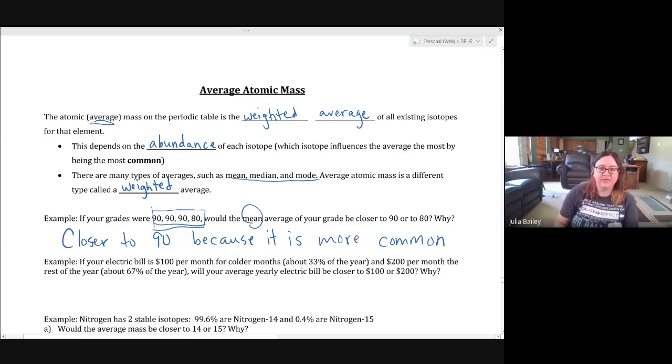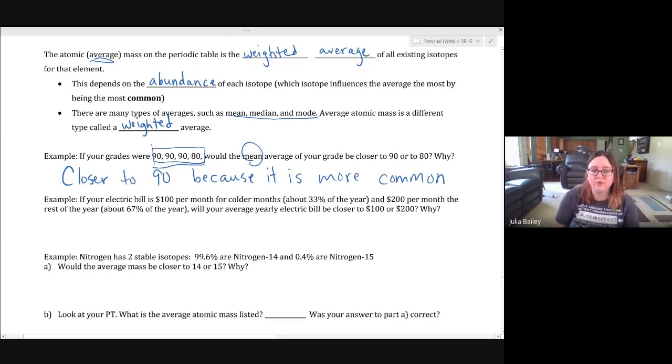As another example, if your electric bill is $100 a month during the colder months, so like 33% of the year, and it's $200 a month during the rest of the year, the other 67%, because you're running your air conditioner, will your average yearly electric bill be closer to $100 or closer to $200? Well, if for 67% of the year it's $200 a month, then it's going to be closer to $200 per month because that happens more often.